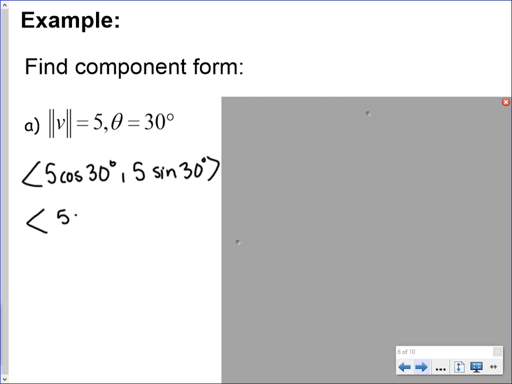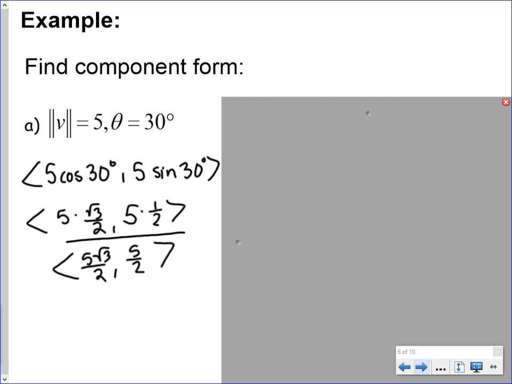Dylan? It would be radical 3 over 2. Yep, square root 3 over 2. What's my sine? 1/2. Okay, and so then I could write it as 5 square root 3 over 2, comma, 5 halves. Okay, so I have component form.